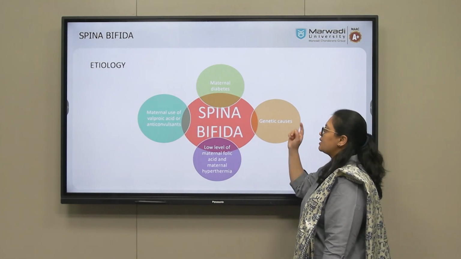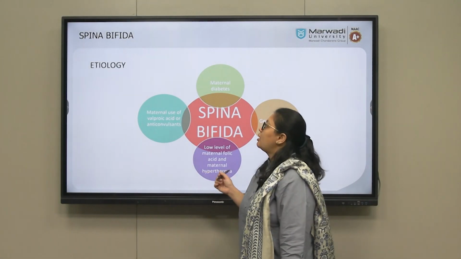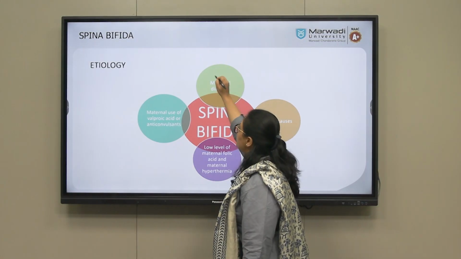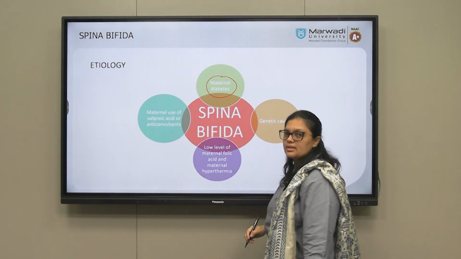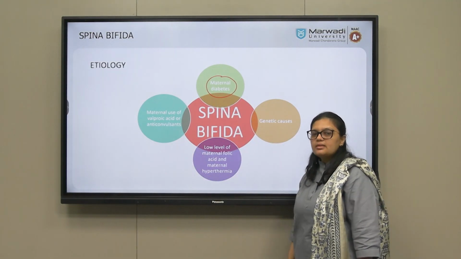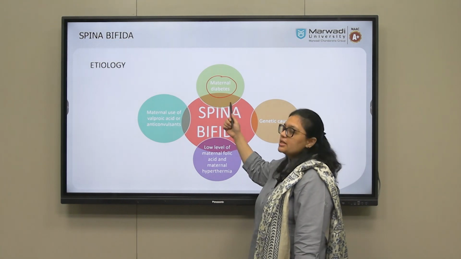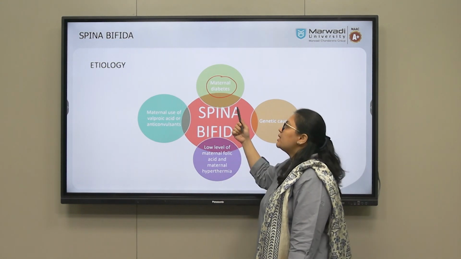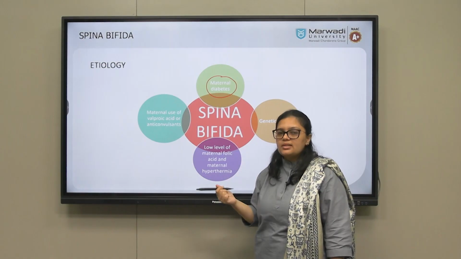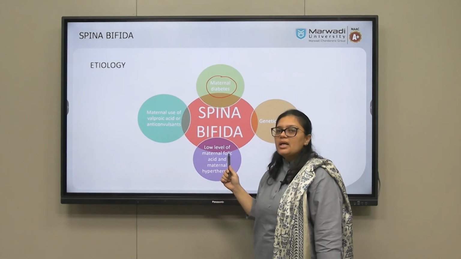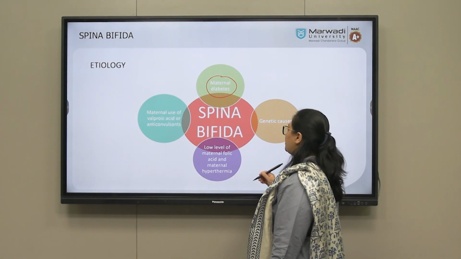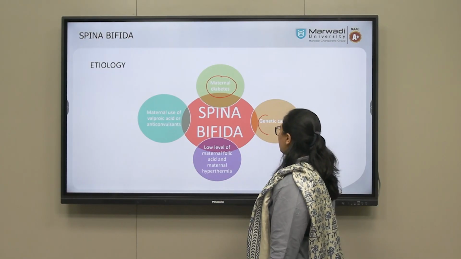Now, if we consider the etiology, why spina bifida develops, we have maternal diabetes and genetic causes. The first etiology is maternal diabetes. That means if the mother has diabetes mellitus, there are chances that there will be some problem in the development of the neural tube. Then come the genetic causes.